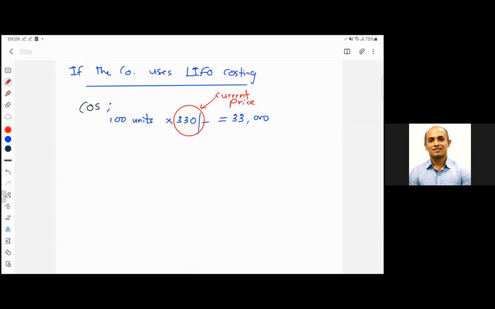Then you don't have any issue with the cost of sales, because cost of sales is valued at current price. Then your gross profit reflects economic profit, the result of the company's operating activities.